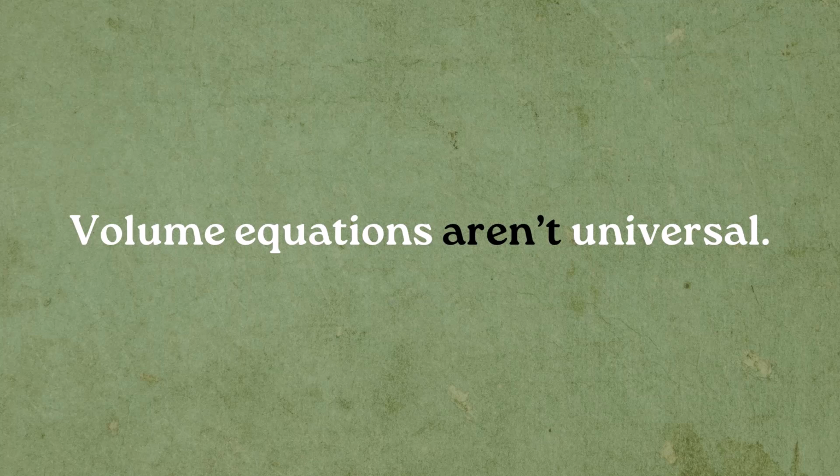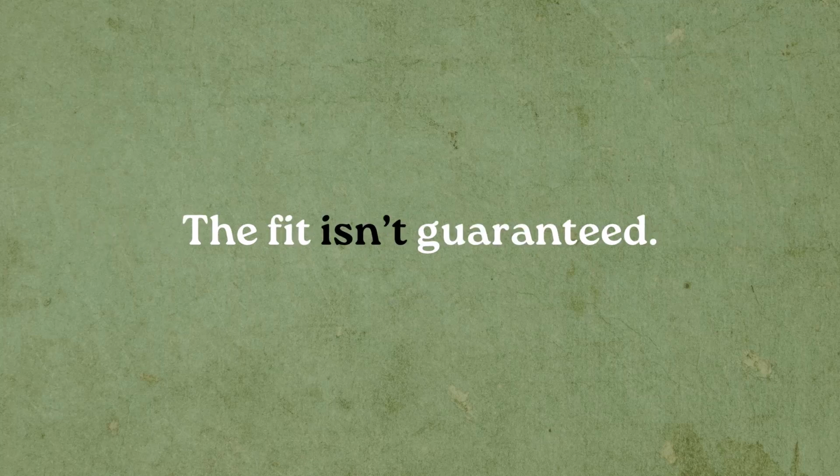Volume equations aren't universal. They are designed for specific groups of trees in a specific region, often under specific conditions, like age or the origin of seeds. It's like this. Imagine your parents hand you a uniform that was tailored for your older sibling. It might be too long, too short, too tight, or too loose. The fit isn't guaranteed. And it's the same with volume equations. You can't use an equation for western red cedar on a big leaf maple.